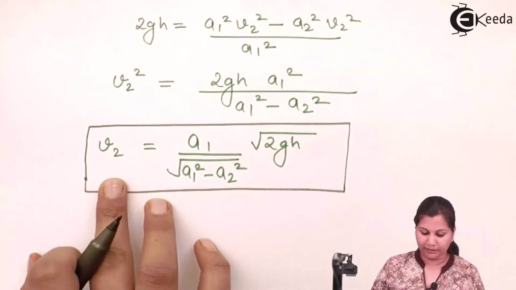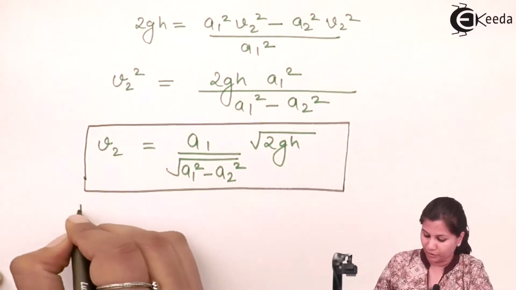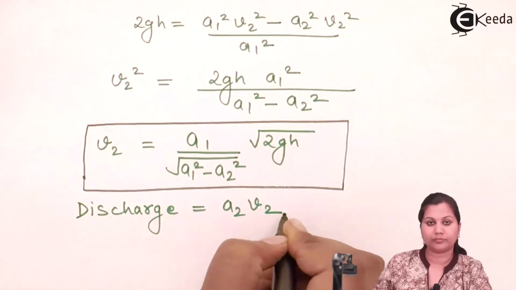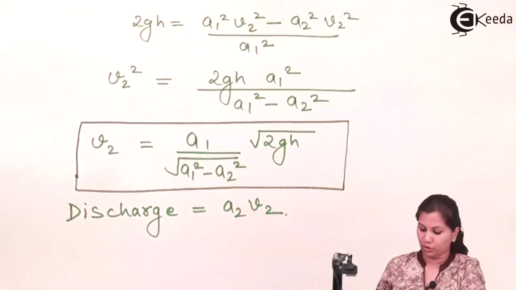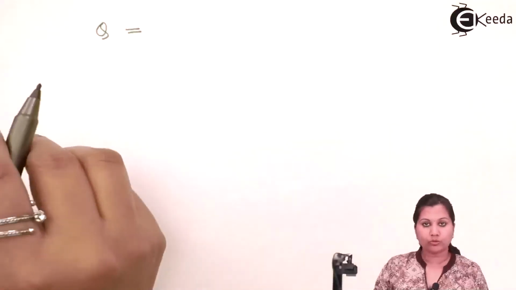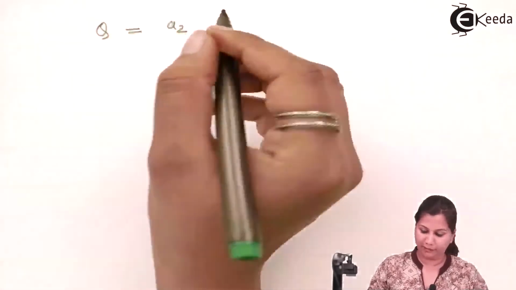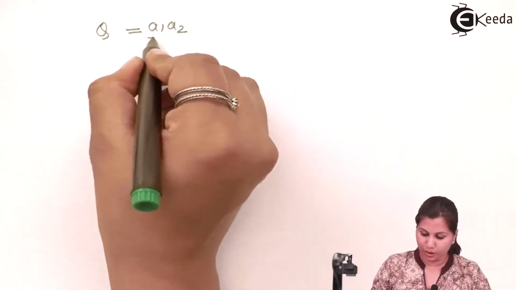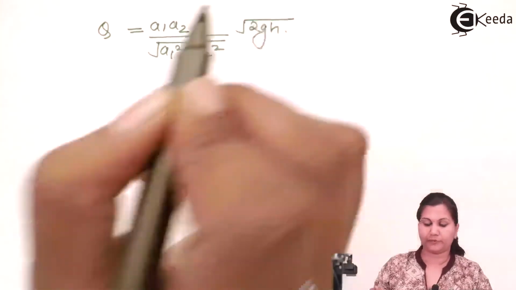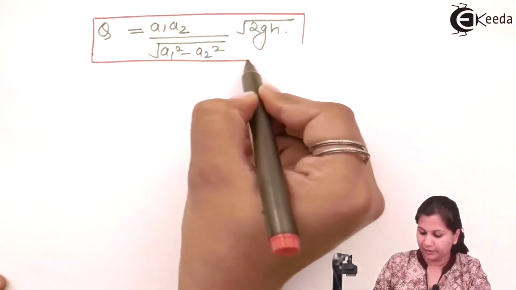Now V2 we have obtained here. Now if we substitute the value of V2 in the equation, we know that discharge is equal to A2 V2, meaning flow rate is equal to A2 V2. So Q is equal to A2, which is a constant cross-sectional area, and V2 we have already obtained. So putting its value we will get A1 A2 upon under root of (A1 square minus A2 square) times under root of 2GH. So this Q is the theoretical discharge under the ideal conditions.